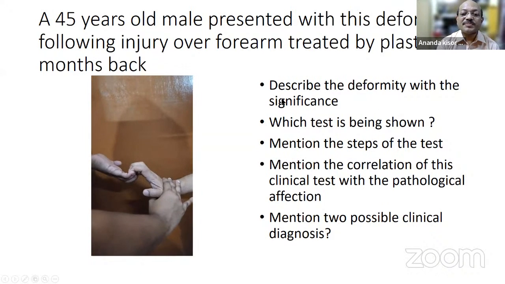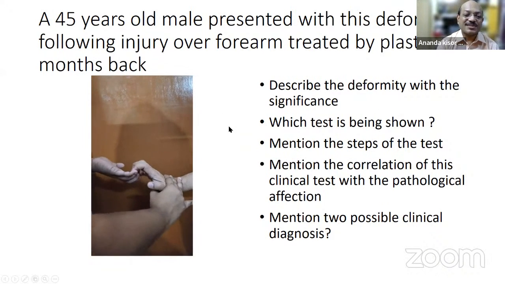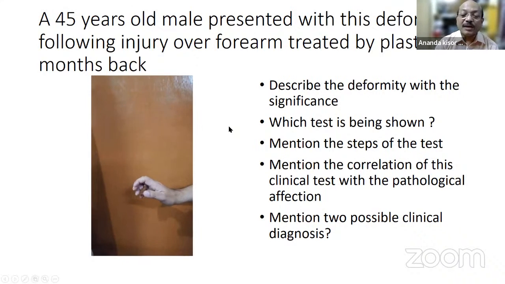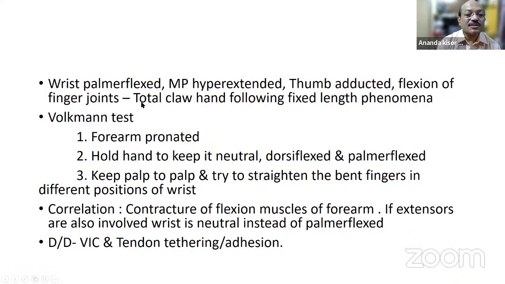And which test is being done? This is basically Volkmann's test. Remember the spelling. If you miss one N, you will lose the whole mark. So Volkmann's is spelled with double N: M-A-N-N. Next, they mention the steps of the test. Now see, this is Volkmann's test, which I've already discussed.